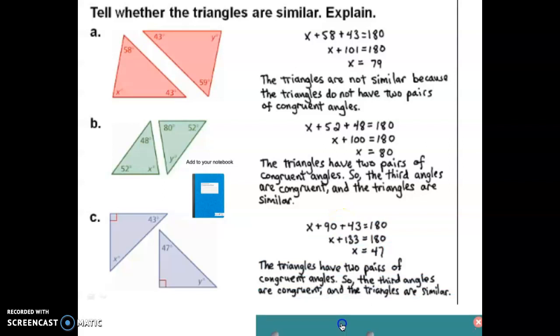All right, and letter C. X plus 90 plus 43, so that 90 degrees comes from that little red box, which tells us this is a right triangle. We see that this is also a right triangle, so really, if X equals 47, which it does, when we do our work, the triangles have two pairs of congruent angles, so the third angles are congruent, and the triangles are, that's right, similar.